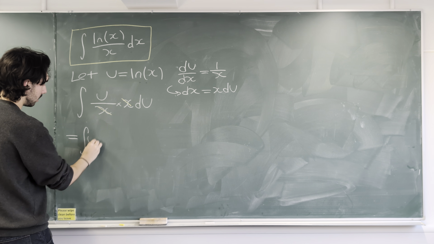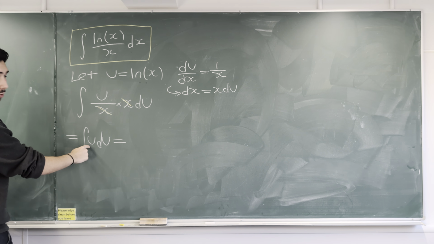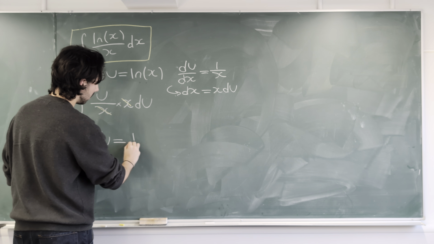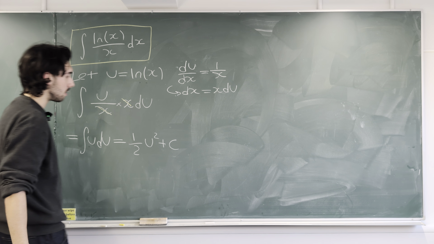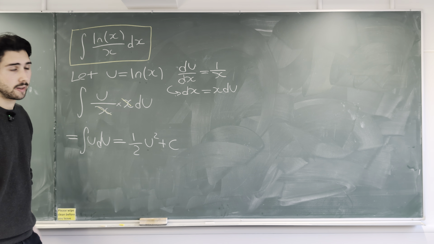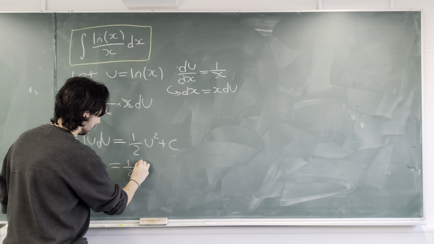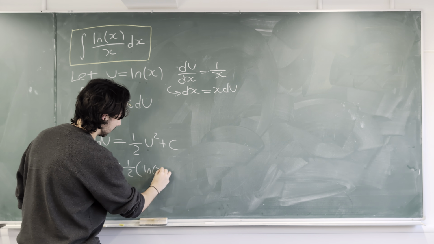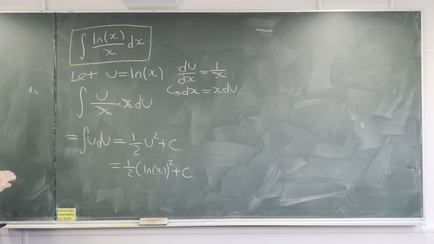We just have the integral of u with respect to u. And what is this, guys? The integral of u with respect to u is going to be 1/2 u squared plus c. And the final step is to just replace u with the natural log of x again. So overall, we have 1/2 times the natural log of x squared plus c. And that is all there is to it.